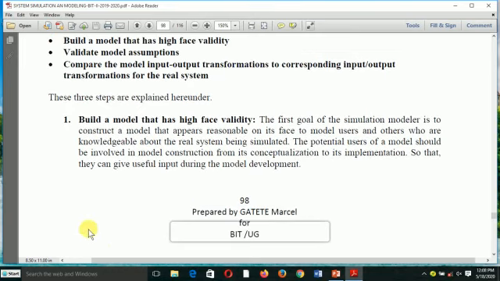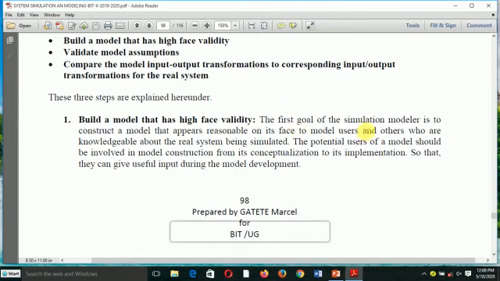So we can explain this. Build a model that has a high face validity. So I explained it previously, so we can continue. We can also see what they say here.